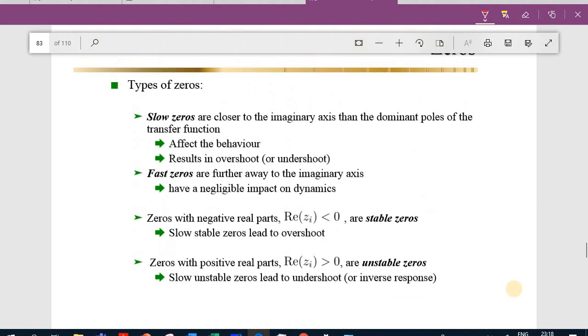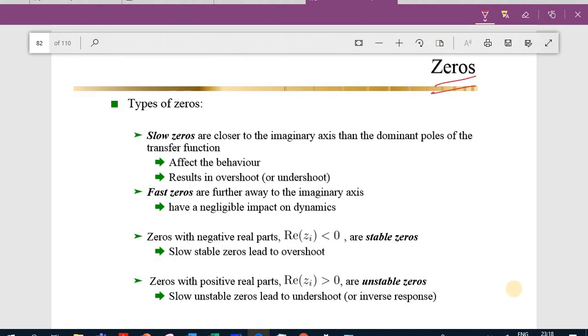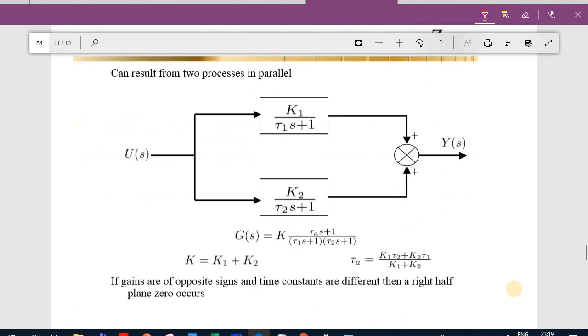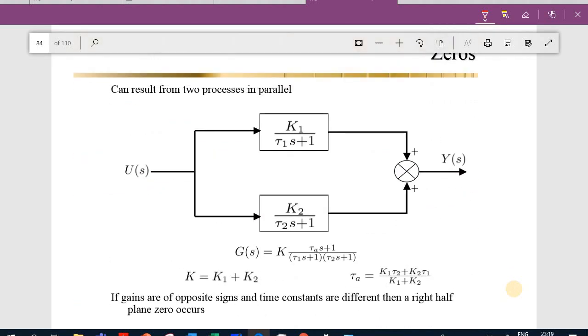That's nice. Again, we are going to talk about zeros now, and here we are going to start comparing. Also, we have zeros which are dominant and other zeros which are not dominant. Forget about stable and unstable. I'm going to go to the reasons why we have zeros.